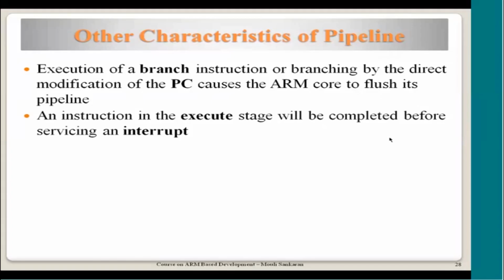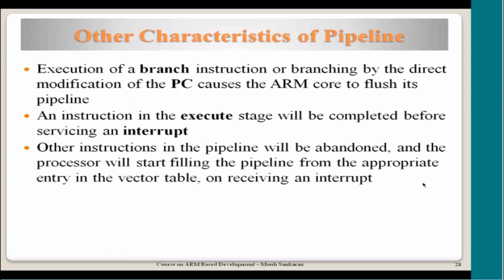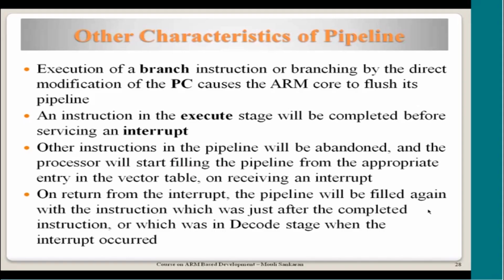Another possible reason could be an interrupt. When an interrupt happens, after the instruction which is getting executed is completed, the flow goes to the ISR, the interrupt service routine, which could be accessed from the interrupt vector, and then it starts executing the ISR from some other address. So the pipeline needs to be completely flushed, and a new value based on the PC stored in the interrupt vector has to be loaded, and it has to start fresh. On return from the interrupt, the pipeline will be refilled again with the instruction which was just after the completed instruction.